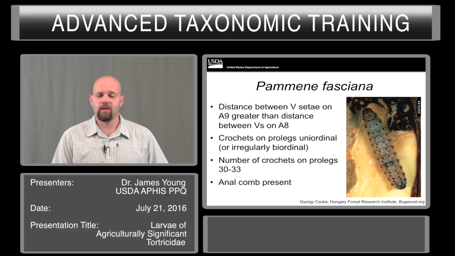The distance between the VCD is used in this species. To see this character, it's often required to take a small piece of glass and lay it on the abdomen to get the segment as flat as possible. Crochet number is also used, and an anal comb is present.